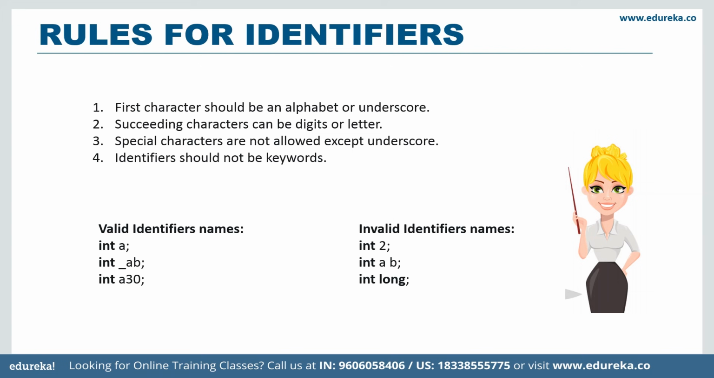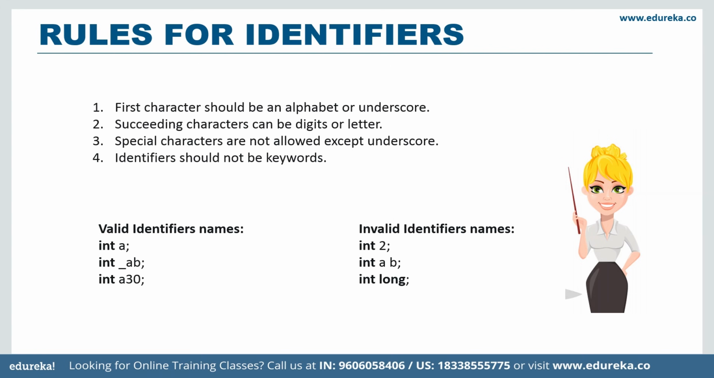Then we have int a30, which is valid because the first letter is starting with an alphabet. Followed by that, we have numbers. Then let's check out the invalid identifier names. We have int 2, which is starting with a number, so it is considered to be an invalid identifier. Then we have int a white space b. It is starting with an alphabet, but it includes a white space, which is not allowed.